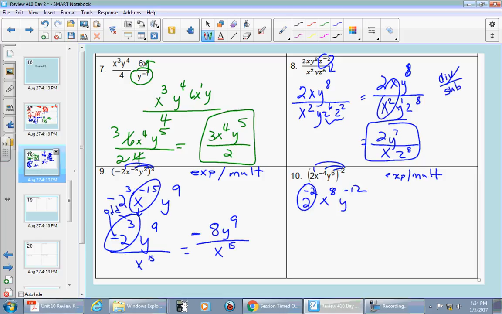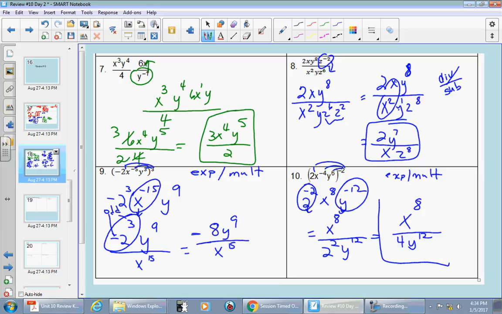Now we're going to move the 2 negatives down. So we'll have x to the 8th over 2 squared. The negative's gone now. Y to the 12th. And then let's evaluate 2 squared. X to the 8th, 4y to the 12th. And that's your final answer. We have 1x, 1y, and our constant is simplified.